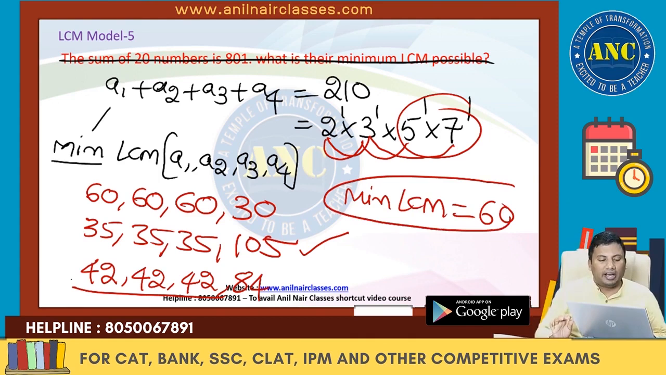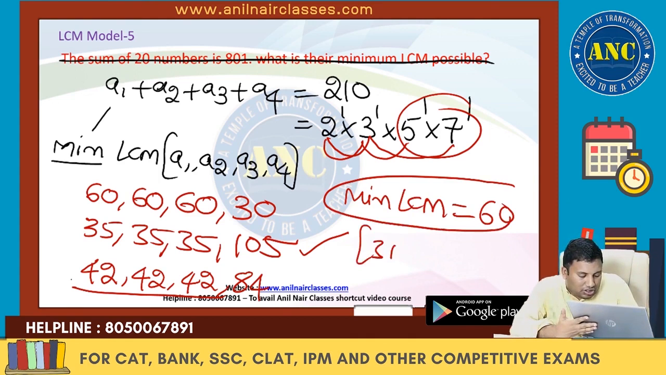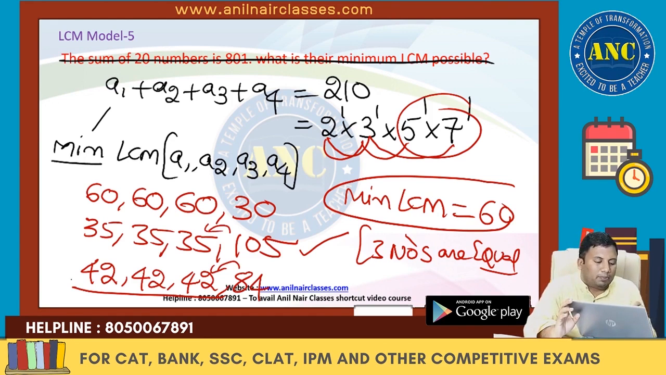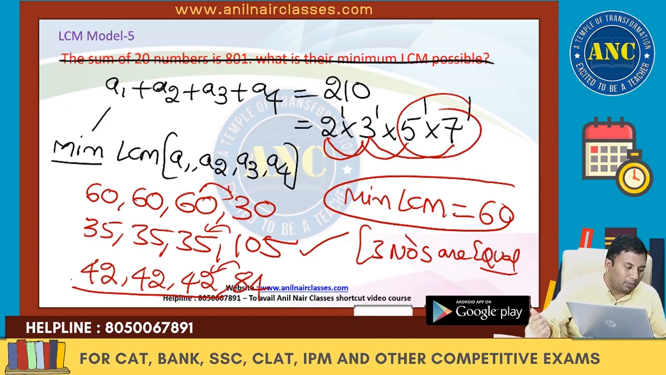I hope the idea is clear. What is the logic in this question? 3 numbers are equal. 84 is a multiple of 42. 105 is a multiple of 35. 60 is a multiple of 30. Again I am explaining. 4 numbers, minimum LCM. LCM will be minimum when all the 4 numbers are equal.